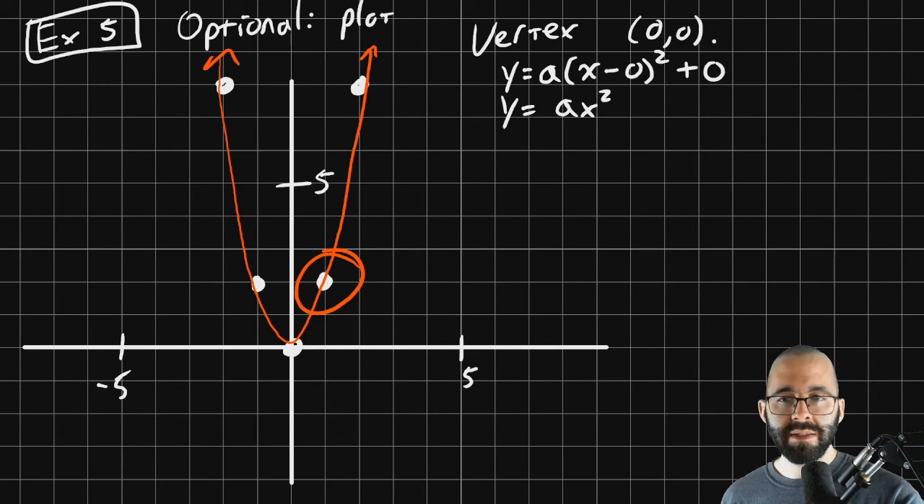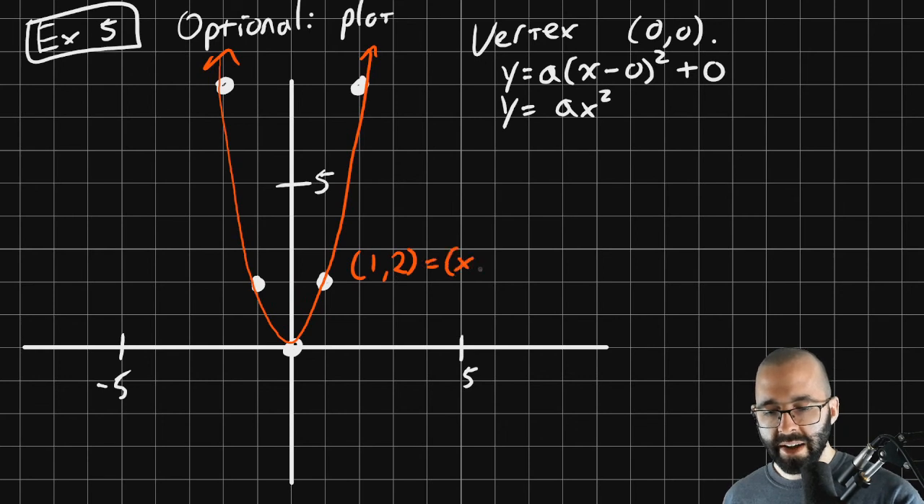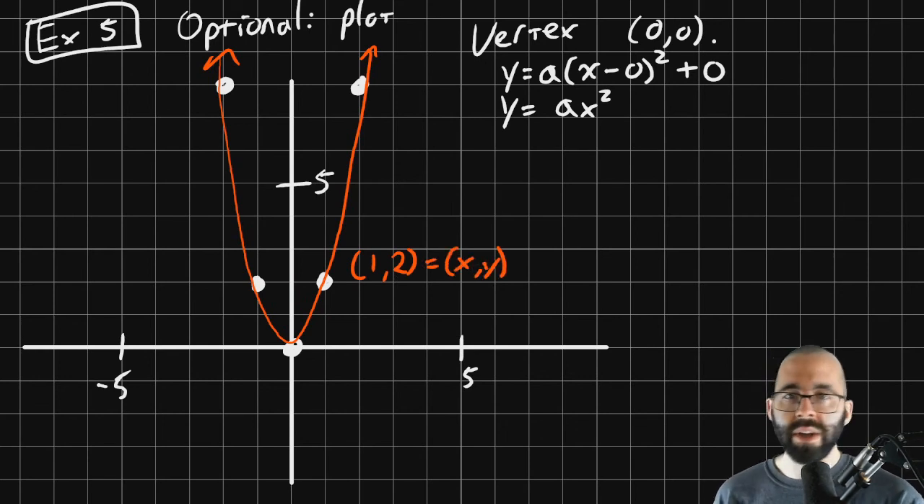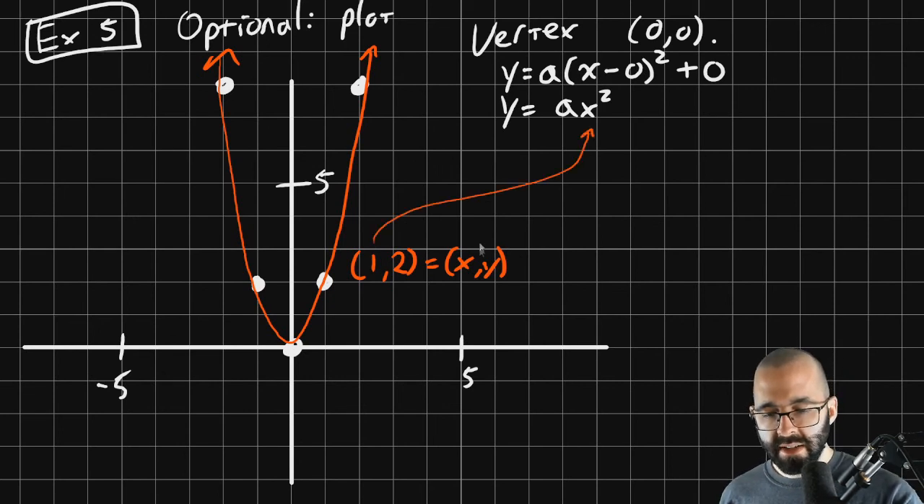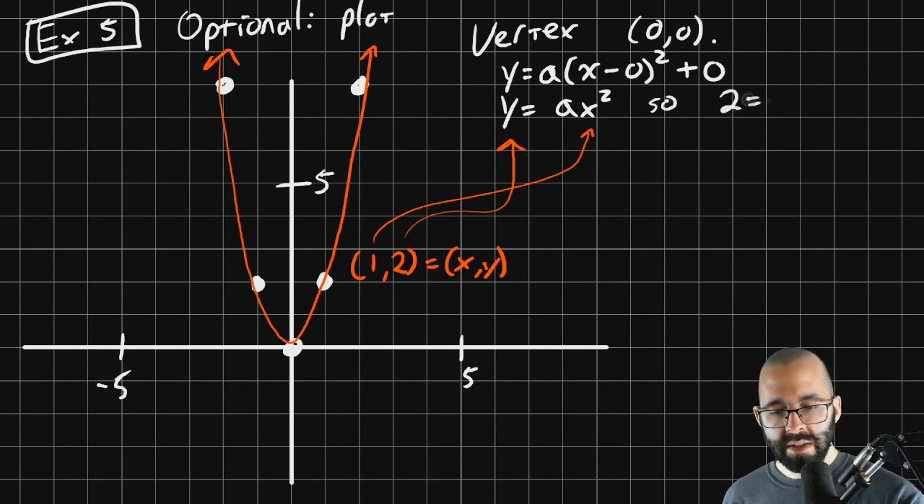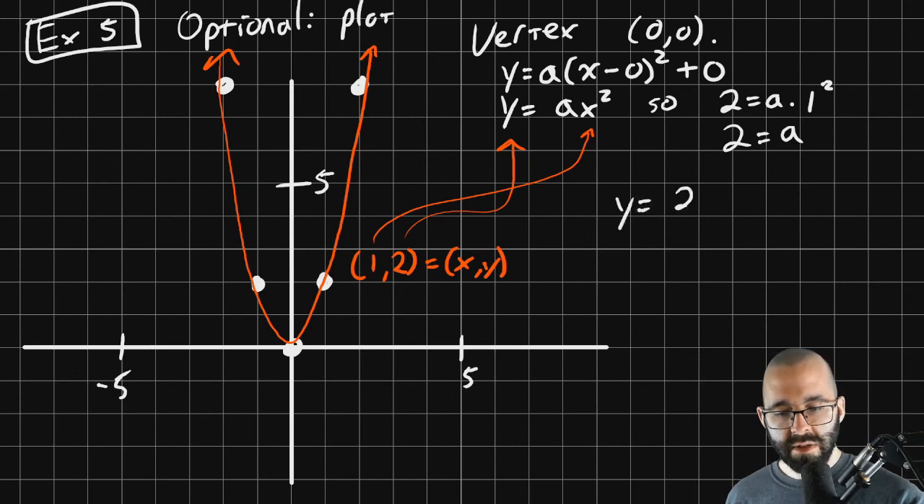I like simple positive points, so I'll choose this one. 1, 2. That's going to be our x, y. But again, any of these points would have worked. So 1 plugs in for x, 2 plugs in for y, and we use that to solve for a. So 2 is equal to a times x squared. 2 is equal to a times 1. Oh, a is equal to 2. So y is equal to 2x squared.